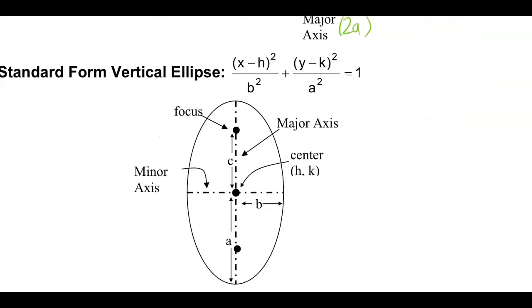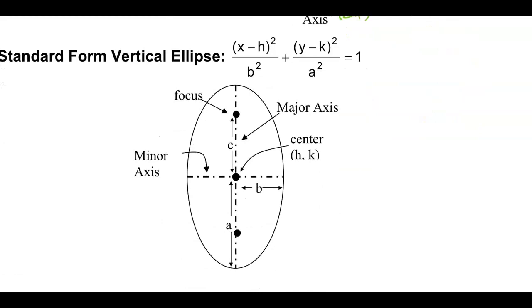Let's look at the vertical ellipse. The vertical ellipse, as you notice, looks very similar. However, it's elongated now along the y-axis. Okay, so let's go through a few basic features. The H and K value is still representative of the center of your ellipse.